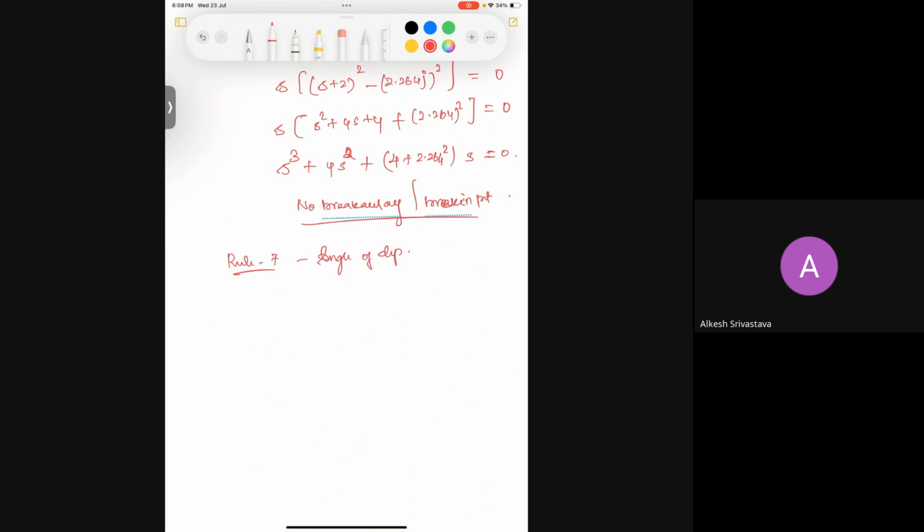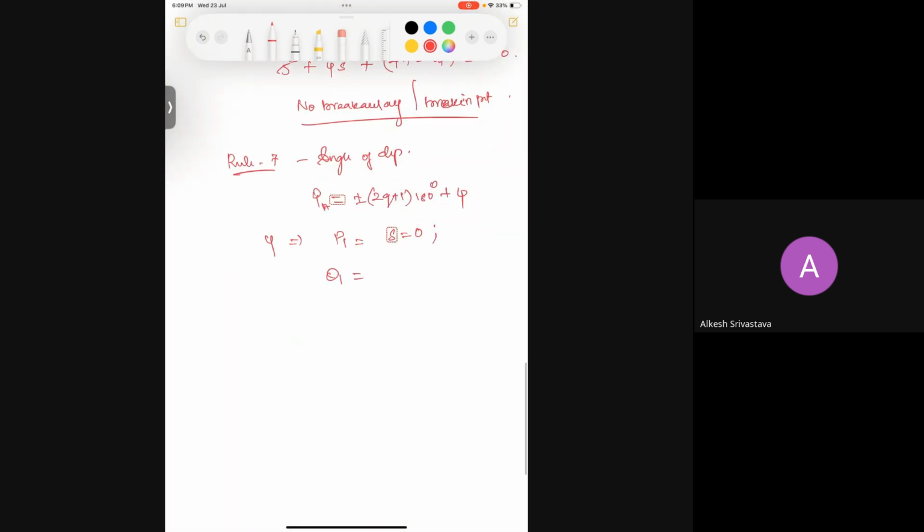So angle of departure would be equal to 2q plus psi, where your psi will be calculated from individual thing. So whenever I'm considering P1, let us say S is equal to 0, theta 1, I'm writing it here, just go through this since we are running out of time, and we can discuss this later if you have any doubt here. 180 minus tan inverse of 2.64 by 2. It will be like this.